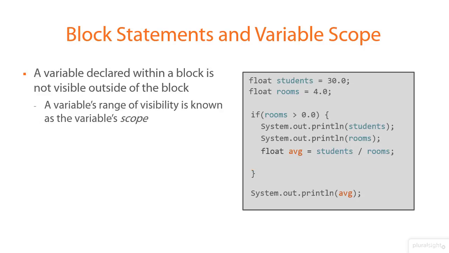So the way I would have to fix this code is I'd have to do one of two things. I'd have to declare average before the start of the block, so move it up before the if, or I can move the print statement inside the block while average is still available.